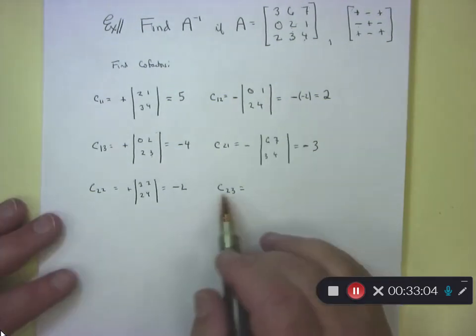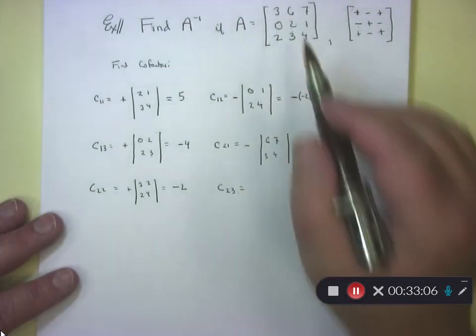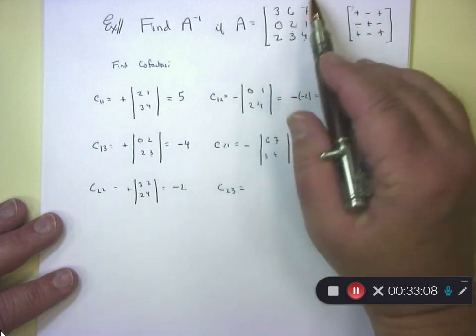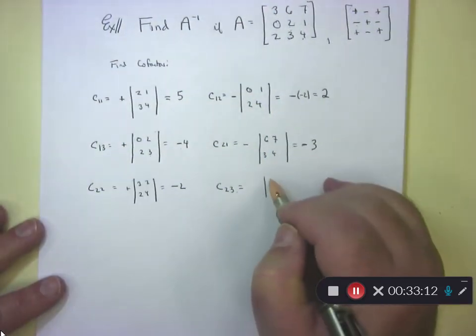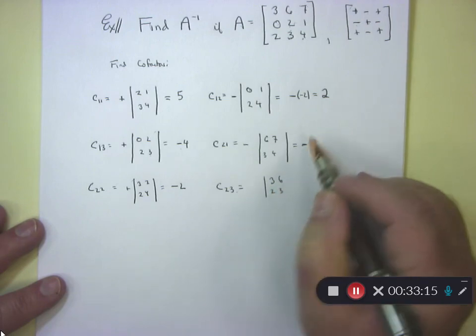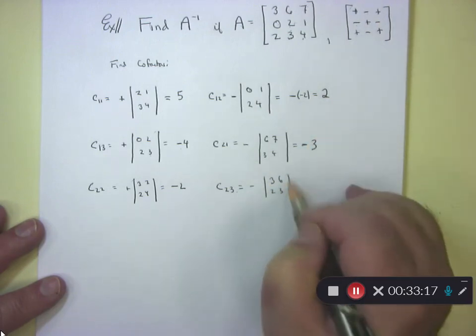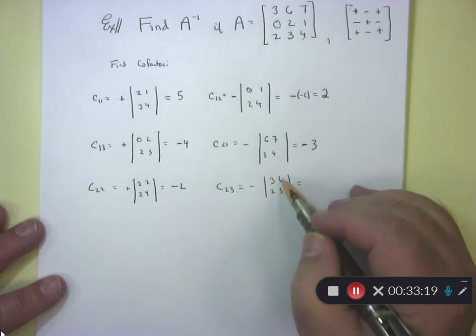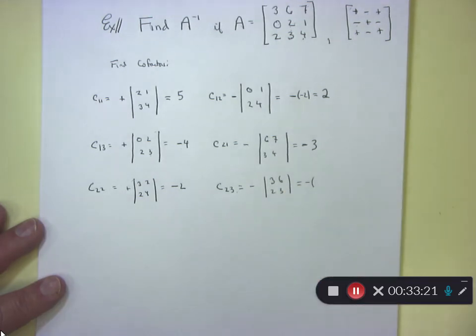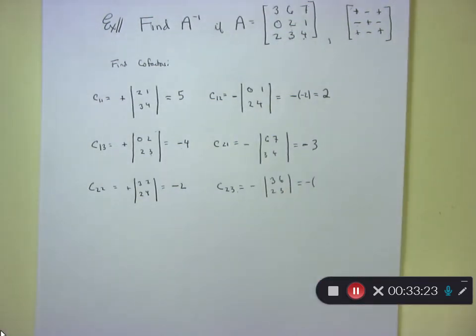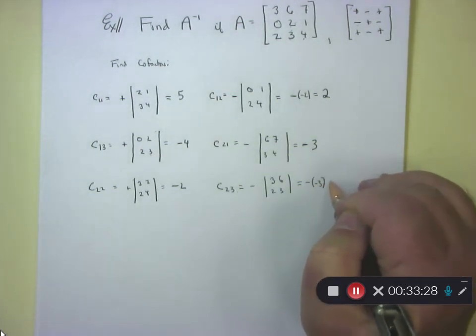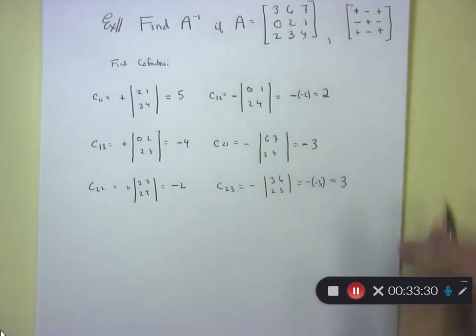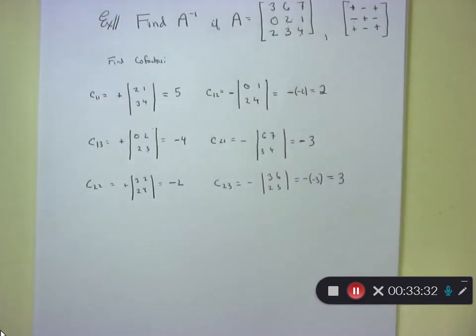So C23. All right. Second row, third column. That's where the 1 is at. So knock off the row and column. I get 3, 6, 2, 3. And that's back to a negative on that one. And that's going to be 9 minus 12. 9 minus 12 is what? Negative 3. And the negative of negative 3 is 3. Does that make sense? All right, keep going.